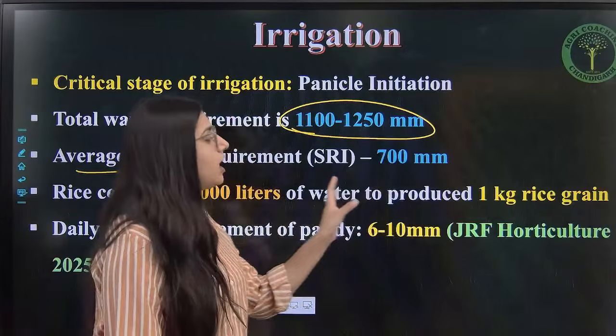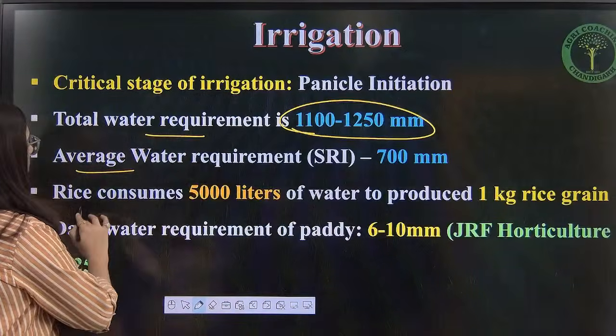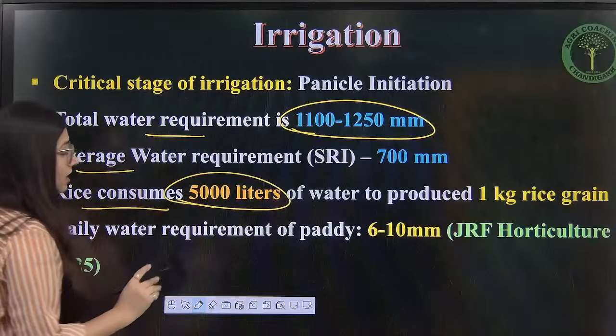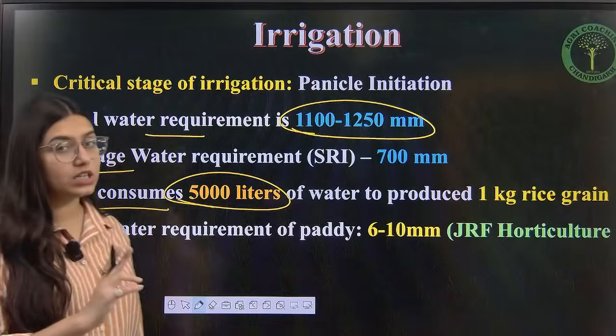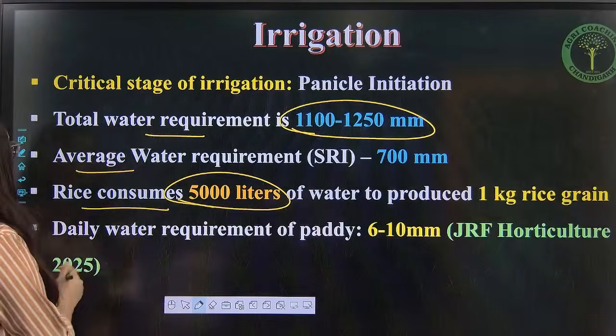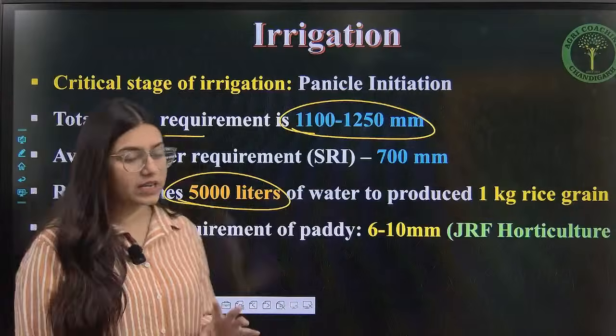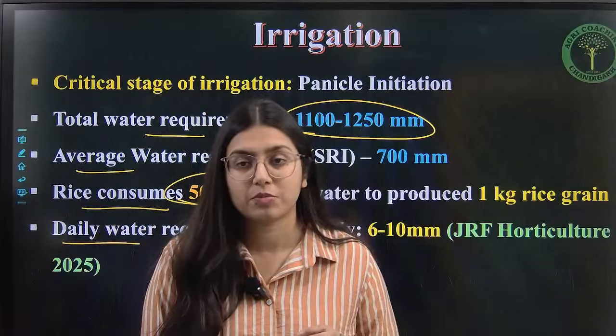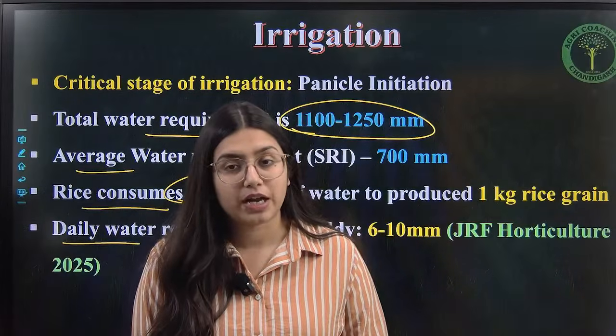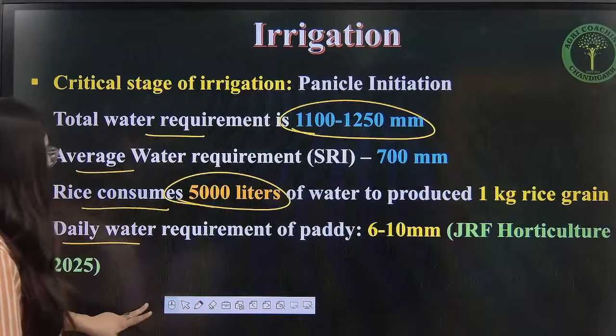That is 700 millimeter. And the rice consumes around 5,000 liters of water to produce 1 kg of rice grain. The daily water requirement of paddy is around 6 to 10 millimeter. Remember this, the daily water requirement of paddy is around 6 to 10 millimeter.